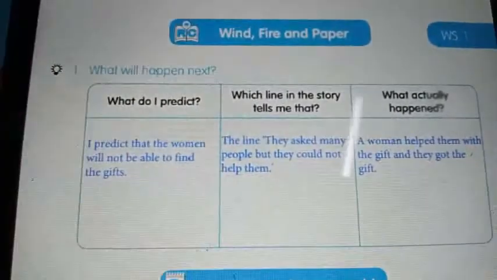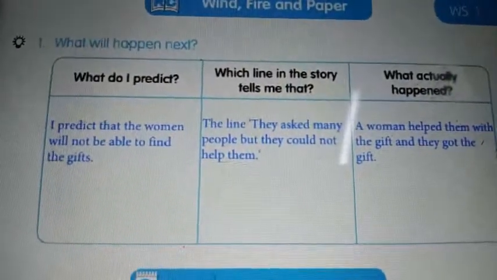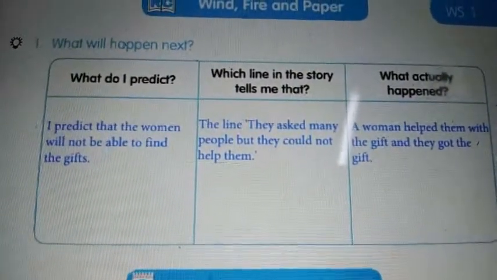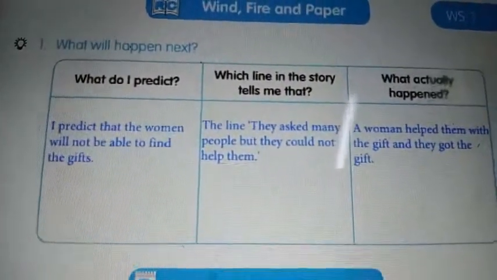This is the answer from this column. So, my dear children, you will write these answers in your notebook. After you are getting your book, you have to copy it. Okay? Yes. Let us move to the worksheet number 2, question number 1.